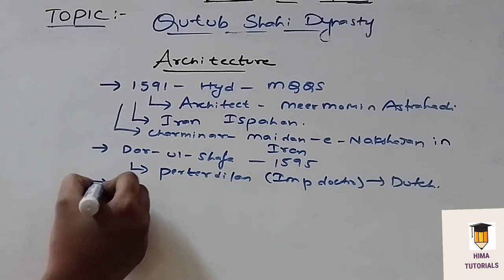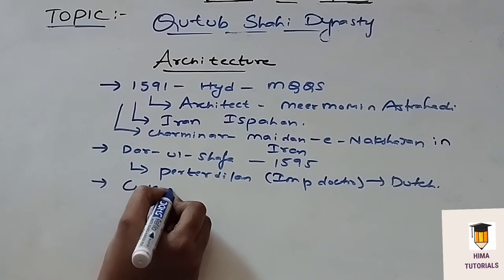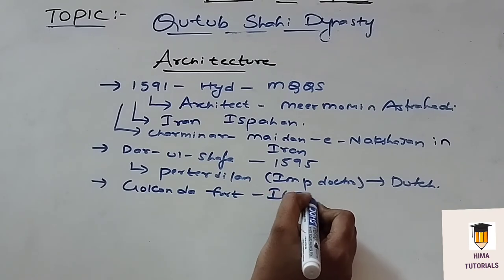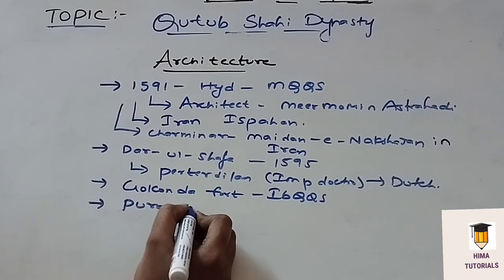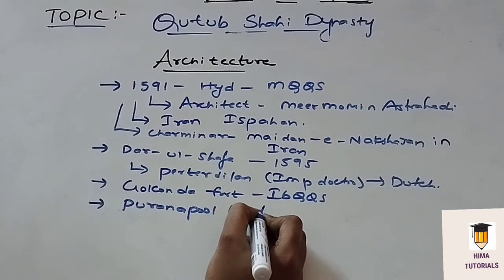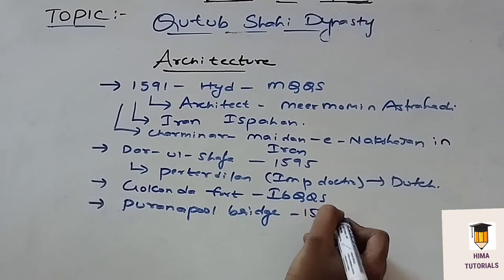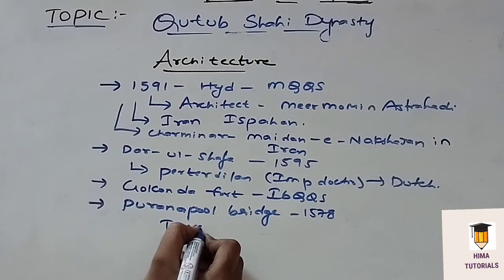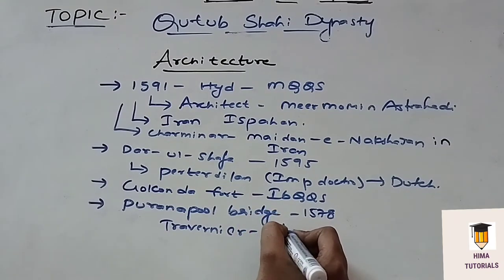The Golconda Fort was completed by Ibrahim Quli Qutub Shah. Coming to the next point, the Purana Pool Bridge was constructed in the year 1578. This was the first bridge constructed on the river Musi, and the traveler Tavernier called this bridge the Bridge of Love.